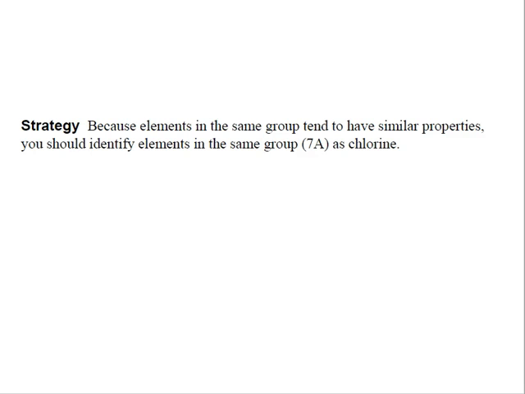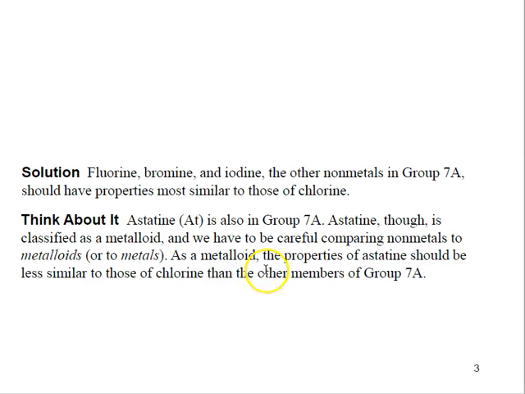Strategy here is to know the fact that elements that are in the same group, these are the up and down columns, will usually have similar properties. So if we find chlorine, we'll see that it's in group 7A, which are the halogens. Other elements that would be similar are fluorine, bromine, and iodine. Those are the other nonmetals in group 7A, and then we should expect those to have somewhat similar properties.